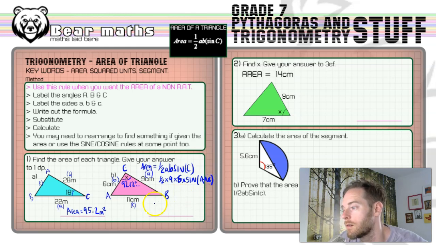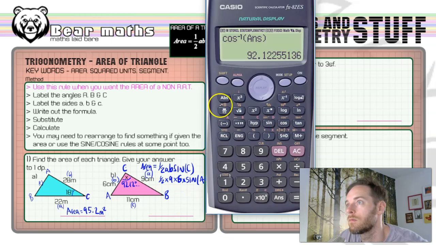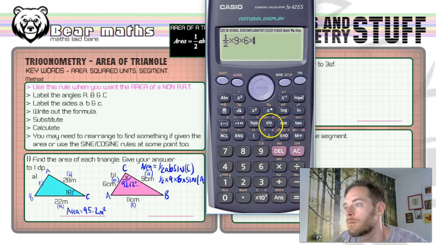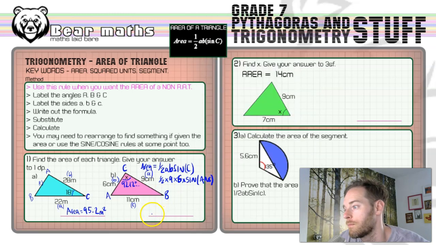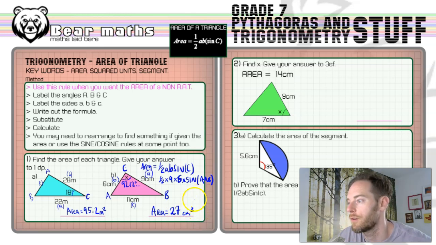Alright, let's just type that in and see what we get on the calculator. So 1 over 2 times 9 times 6 times sine of the answer. Alright, because I didn't round anything, nice and accurate then. So there's our area. Area equals 27, units squared, centimetres squared. Rounding to 1 decimal place, 27.0 centimetres squared. There you go. That will do. That's absolutely fine.